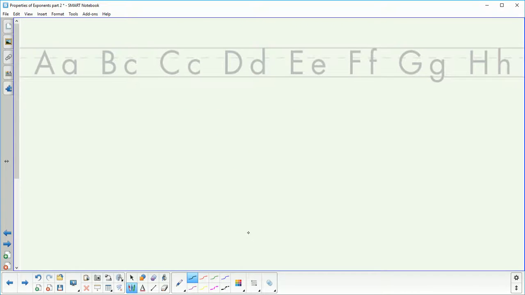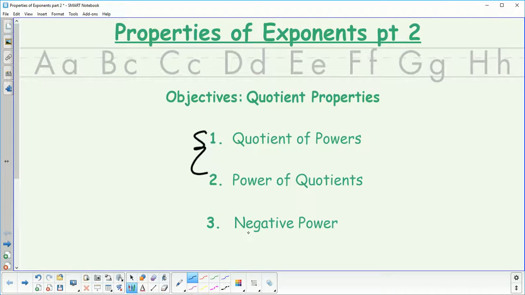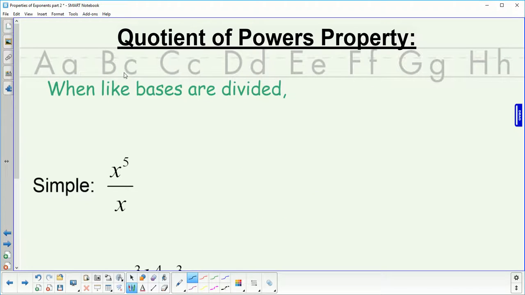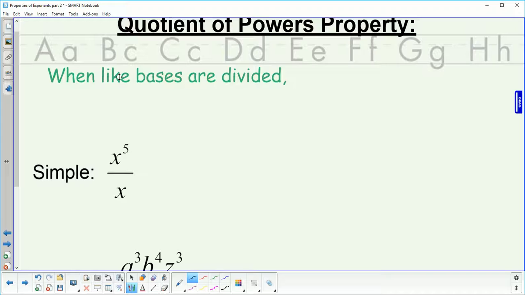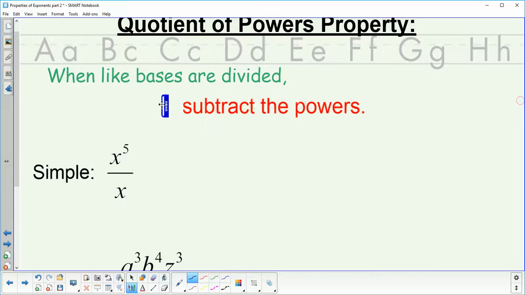Okay, so the first thing we have here is when like bases are divided. So if you remember the last time when it was product of powers, when like bases are multiplied, we added the exponents. In this case, when like bases are divided, we are going to subtract the powers or the exponents. So in our first example here, remember this is an x to the first. So we're going to say x to the 5 minus 1 gives us 4. Okay, and that's your simple example.